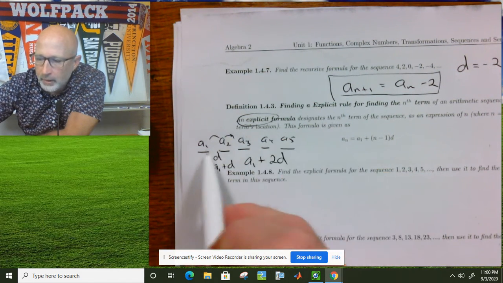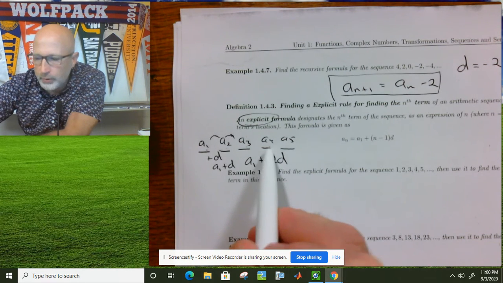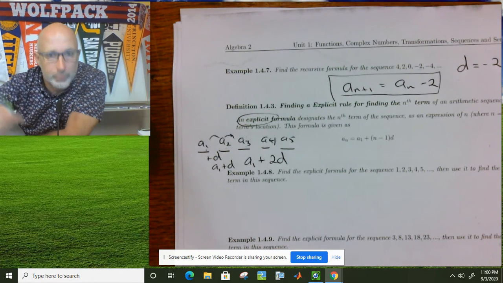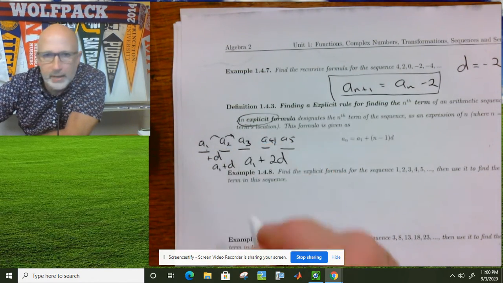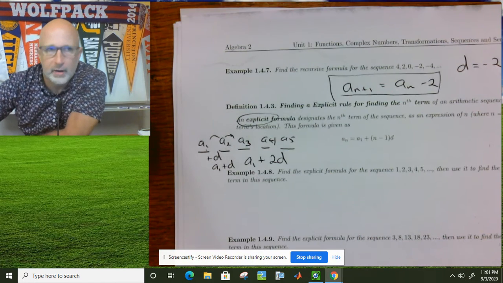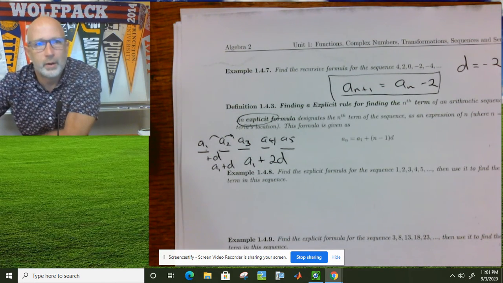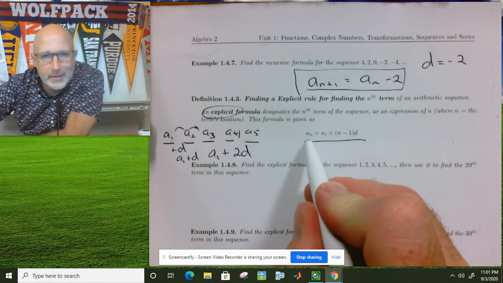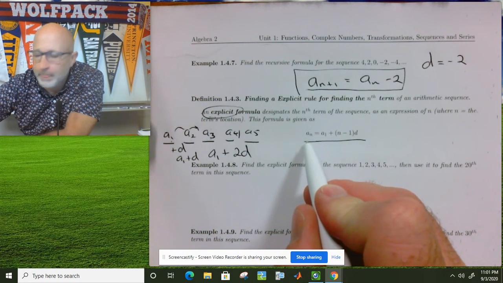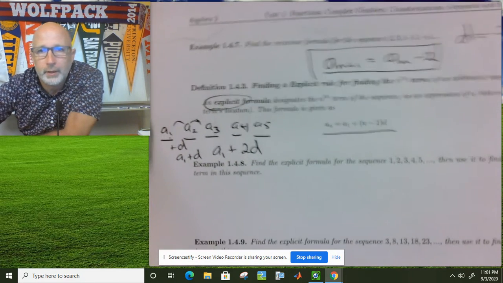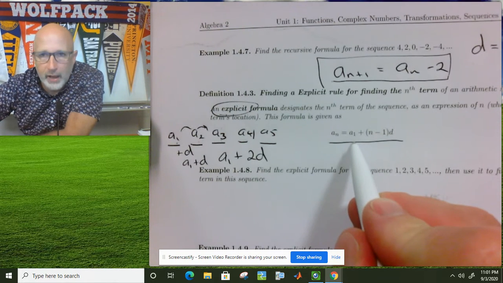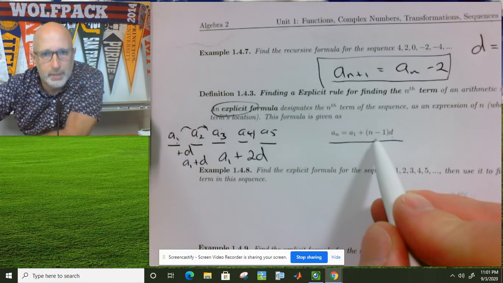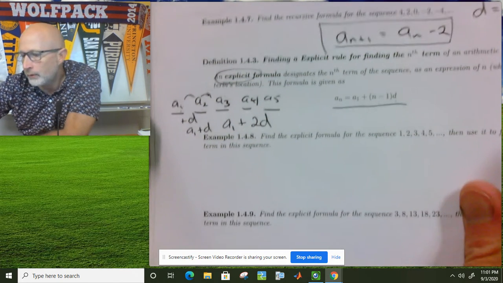To get to A4, you're going to have to go to A1 and add D 1, 2, 3 times. If it was A3, I'd add D 2 times. A2, I'd have to add it 1 time. So it's always 1 less than whatever the value is, which is where this equation comes into play. To figure out any term in that sequence, you take the first value, and you add on D n minus 1 times. Okay, so let's go down and do some examples.